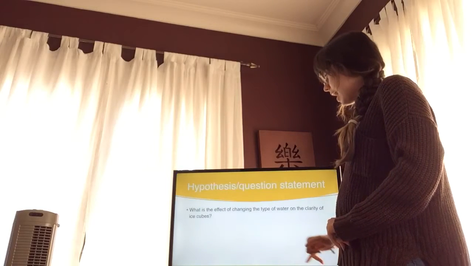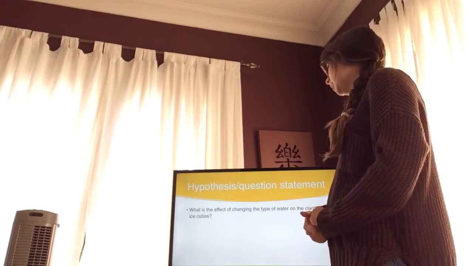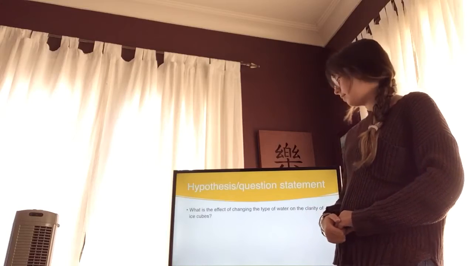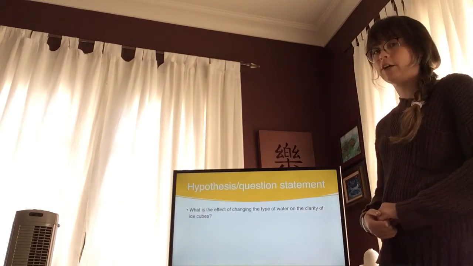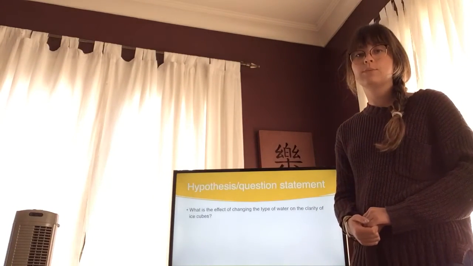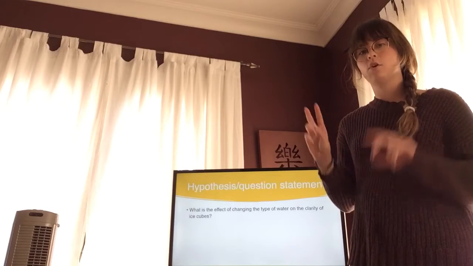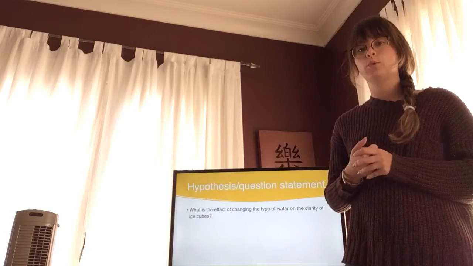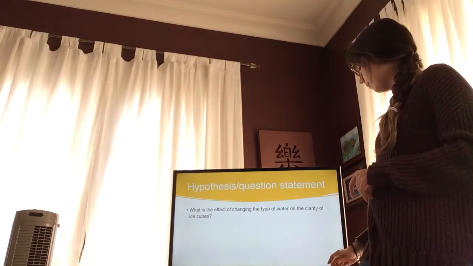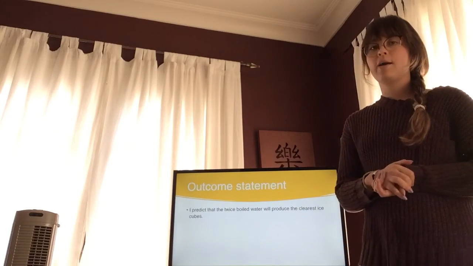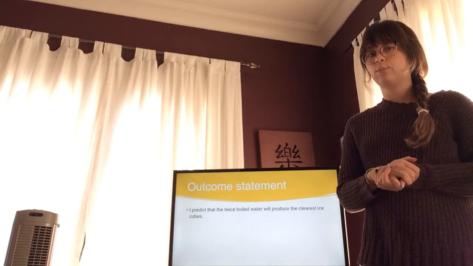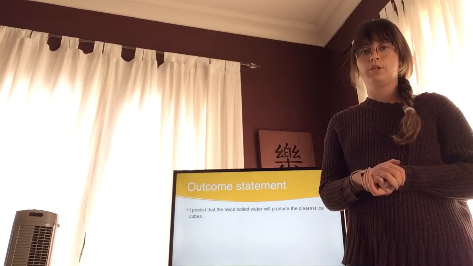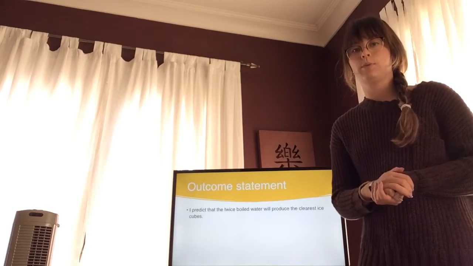So I hypothesized, or my question statement was, what is the effect of changing the type of water on the clarity of ice cubes? For this experiment I used 3 different kinds of water. I used tap water, boiled water, and twice boiled water. So I predicted that the twice boiled water is what would produce the clearest ice cubes for this experiment.